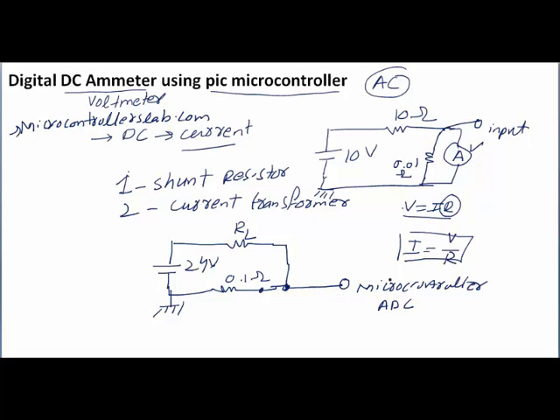So as you know, we have measured voltage, and we already know the value of resistance, so we can easily calculate current with the help of the Ohm's law formula. So this is the method of shunt resistor. Let's talk about a current transformer.